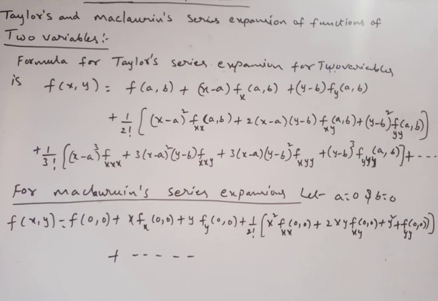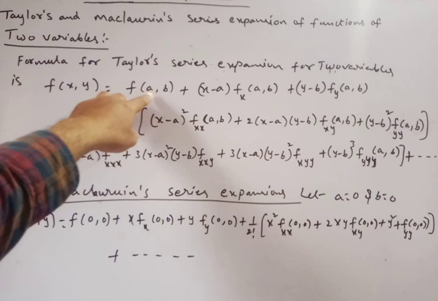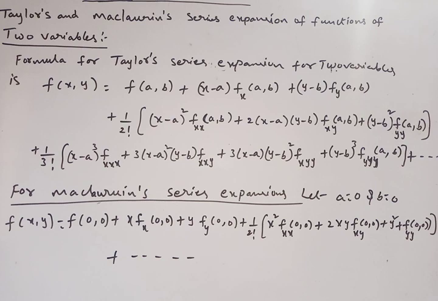You'll get the Maclaurin series expansion, right? Both are similar. That means from the Taylor series expansion only, we get the Maclaurin series expansion. In the Taylor series expansion, if you replace a and b values with 0, 0, you will get the Maclaurin series expansion. Understand? So take down these two formulas.